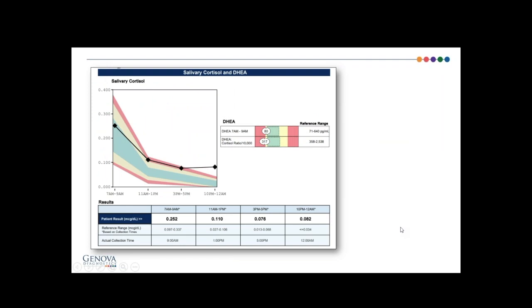Here's our adrenal cortex stress profile. And what do we see? Well, we see here that she's got really high 10 p.m. to 12 a.m. cortisol. She's kind of high throughout the day. Her waking level isn't that high, but it's higher within the reference range. Remember, she's having trouble sleeping. When you see this, you generally have a patient that's having trouble sleeping.